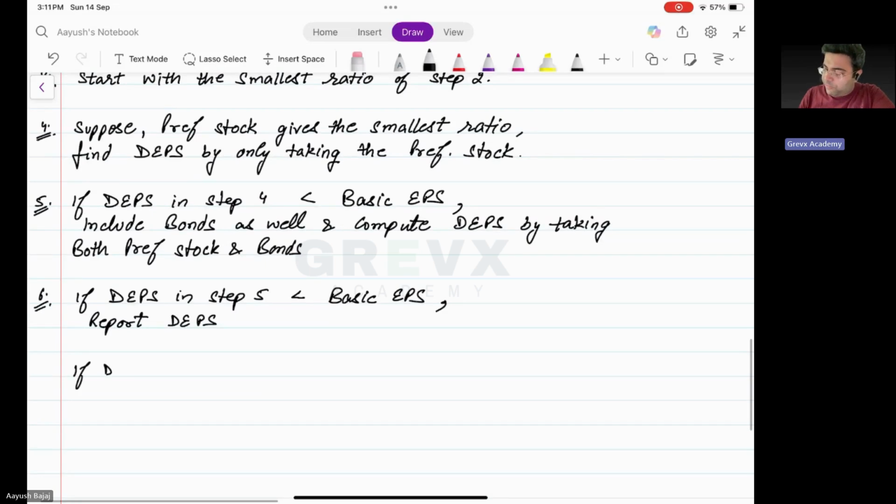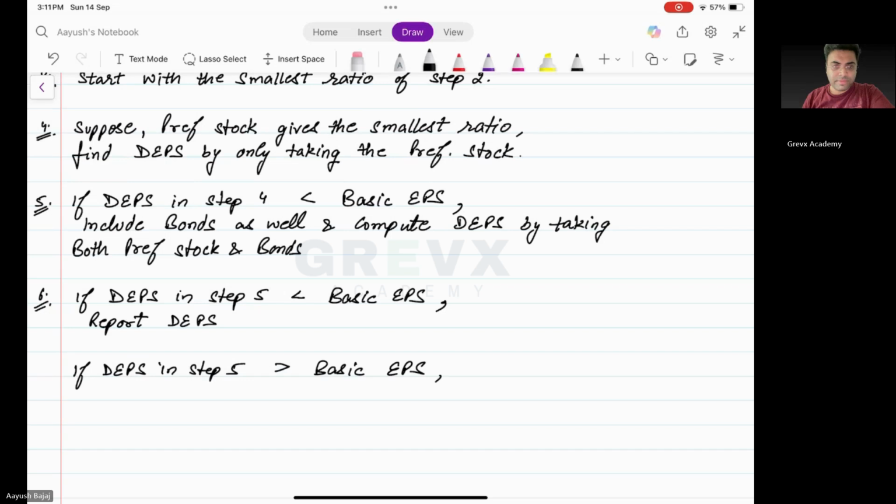But if the diluted EPS in step 5 is greater than basic EPS, that means now the bonds are anti-dilutive. Do not continue. And the final diluted EPS is equal to what we calculated in step number 4.